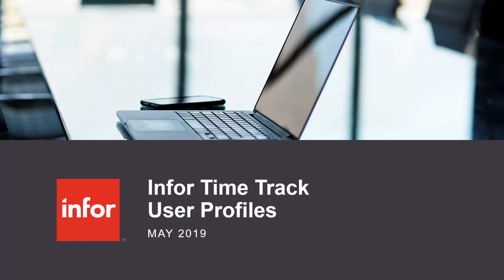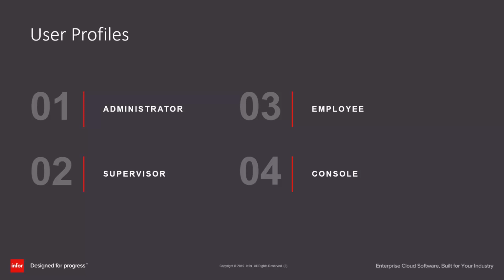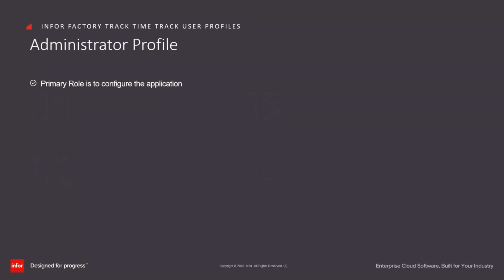Infor Time Track user profiles. When users are created in Factory Track for Time Track use, they should be split into one of 4 different profiles. They should either be administrators, employees, supervisors, or consoles. Looking at the administrator profile first.